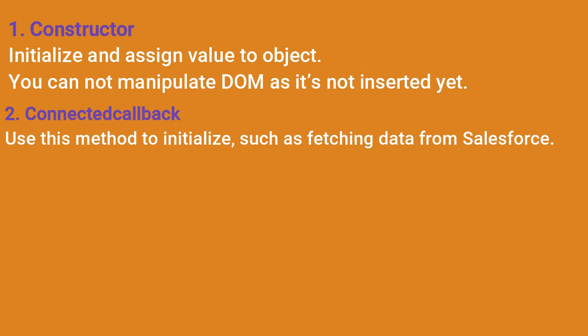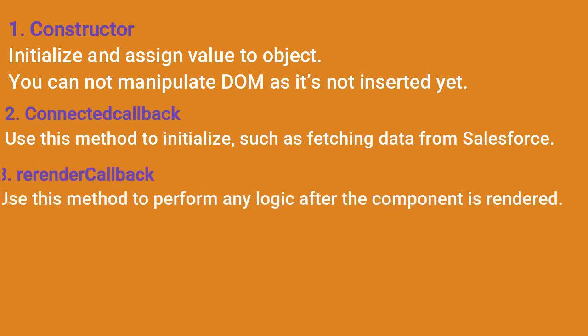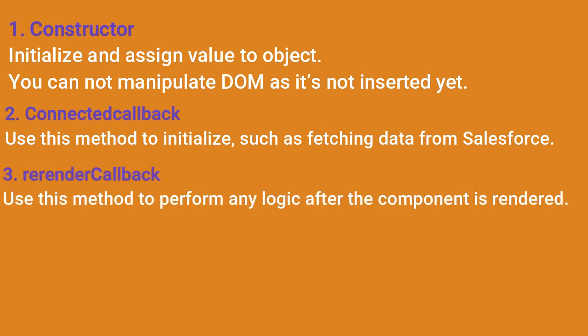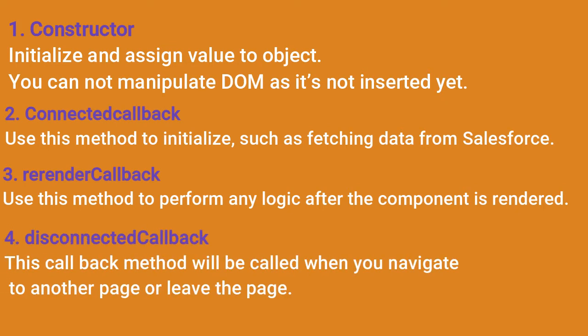We can use this method to initialize the data, like we can fetch the data from Salesforce and then show it on the Lightning page on the page load. The third method is renderedCallback. Use this method to perform any kind of logic after a component is rendered. It means the DOM is inserted on the page. We can use this renderedCallback to perform any kind of logic on the page.